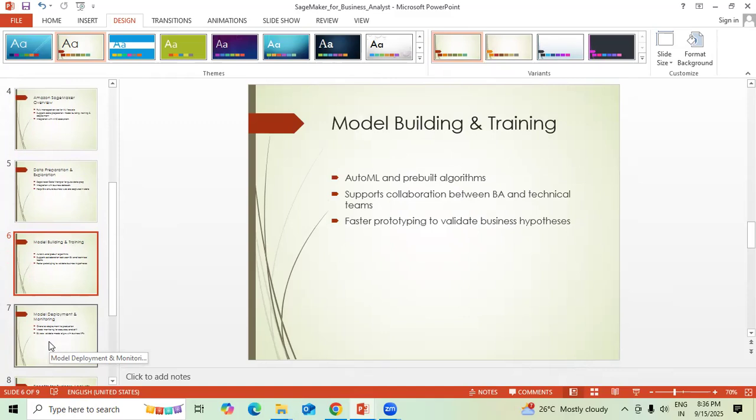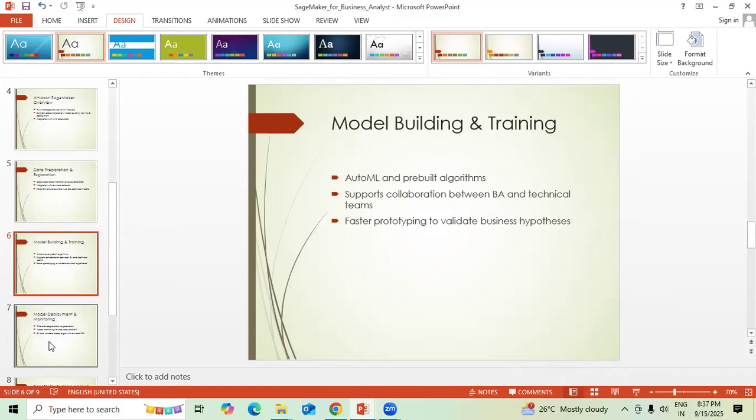Next, when it comes to the modeling and building of AML from the training perspective, we can automate machine learning and use pre-built algorithms, so that whatever algorithms we give for different patterns, decisions can be taken by the system accordingly. It also supports the BA and technical teams, because when any transformation takes place, as a BA we focus more on the requirements and understanding the business problem, so that it can be translated into the technical application. So the technical teams' involvement will also be there.